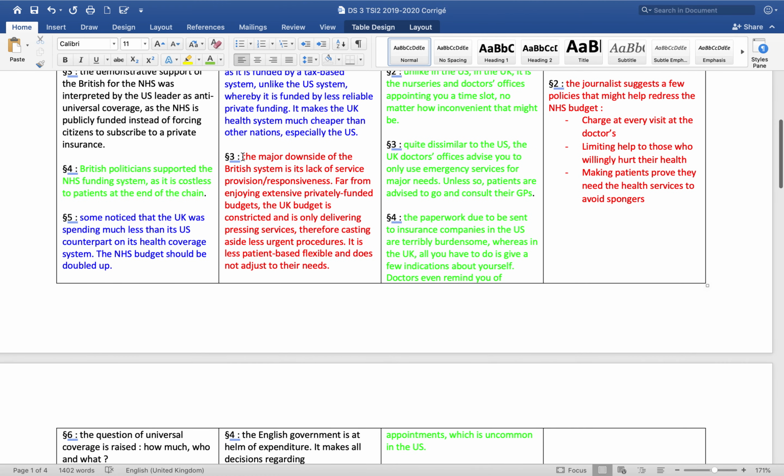Now, the third paragraph, the major downside, so this was about the limits of the British system. The major downside of the British system is its lack of service provision or responsiveness, which means that if you want to go and see a specialist in the UK, you have to wait for a long time. So I will explain this a bit better. Far from enjoying extensive privately funded budgets, the UK budget is constricted, it's limited, and it's only delivering pressing services. So what does that mean?